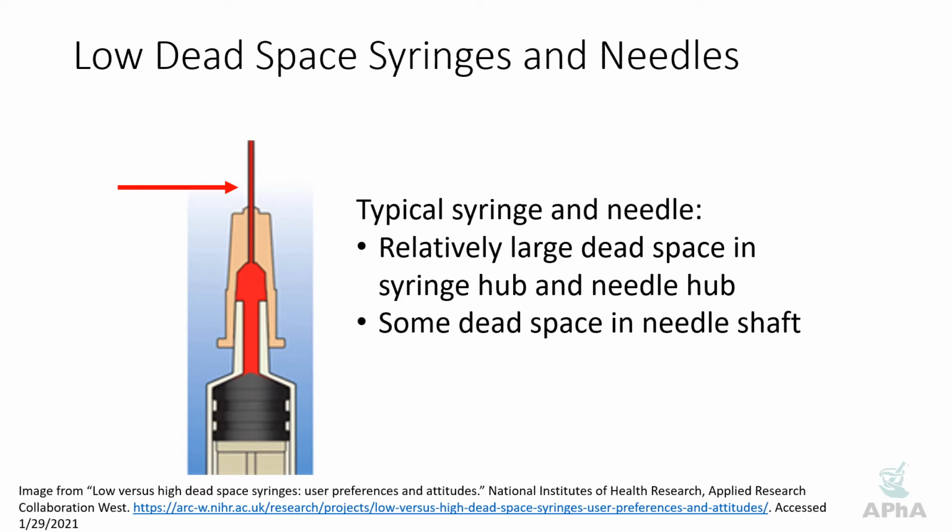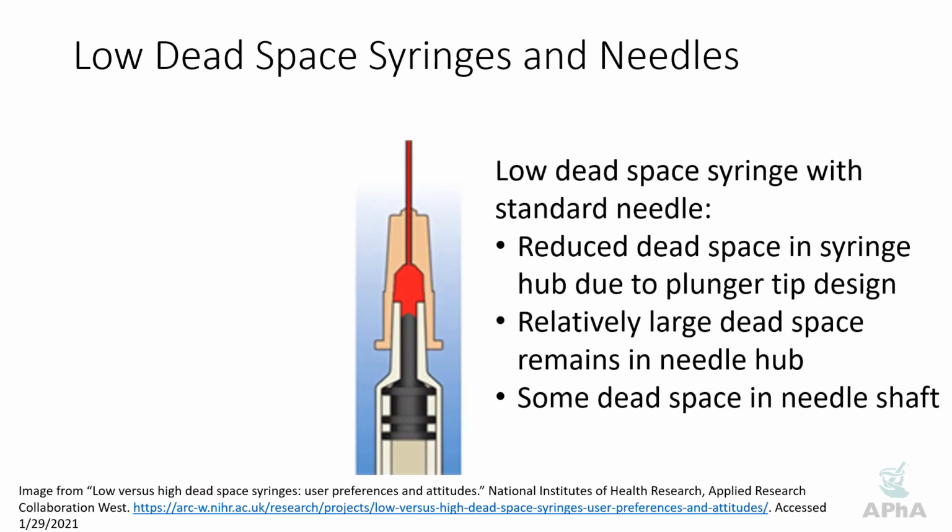So one option is to use what's called a low dead space syringe and then a standard needle. The way this works is they've redesigned the plunger tip so that it actually occupies a lot of space in the syringe hub to minimize the dead space in the syringe hub. However, if you use a standard needle, in this instance, you still have a fair amount of dead space there. And of course, you have that little bit of dead space in the needle shaft. It's unavoidable.